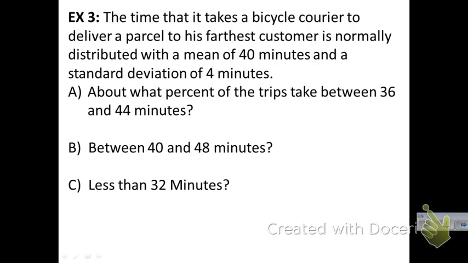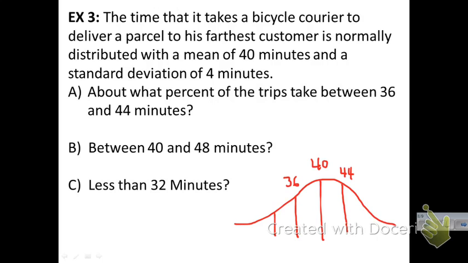Okay, this is how we're going to apply that knowledge. It says the time that it takes a bicycle courier to deliver a parcel to his farthest customer is normally distributed with a mean of 40 minutes and a standard deviation of 4 minutes. So if I go back to the idea of a normal curve, and this might help if you guys draw this out, our mean here is right in the middle, and our mean is at 40. If we go plus or minus 1 standard deviation, we go 4 minutes forward or 4 minutes backwards. So 4 minutes forward would put us at 44. Backwards would put us at 36.